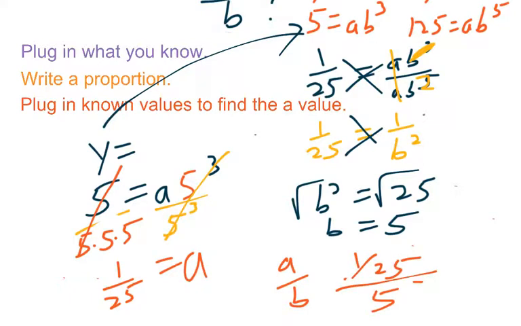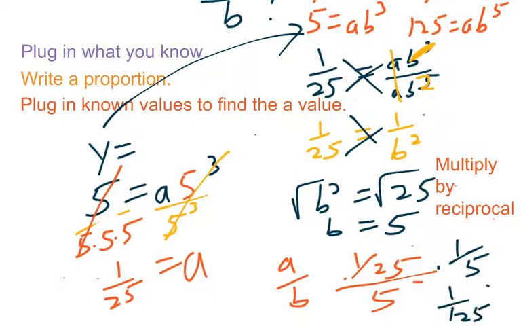And what's my rule for dividing? I can multiply by the reciprocal. So if I multiply by the reciprocal of 5 is 1/5. So it's really 1/25 times 1/5, then it becomes 1 over 125. Hopefully you got that.